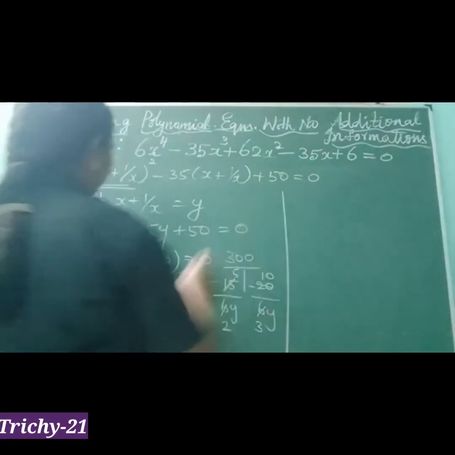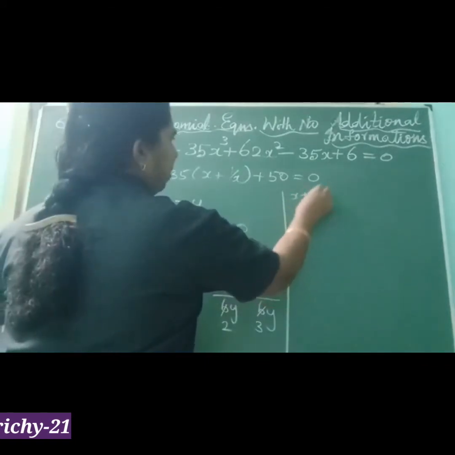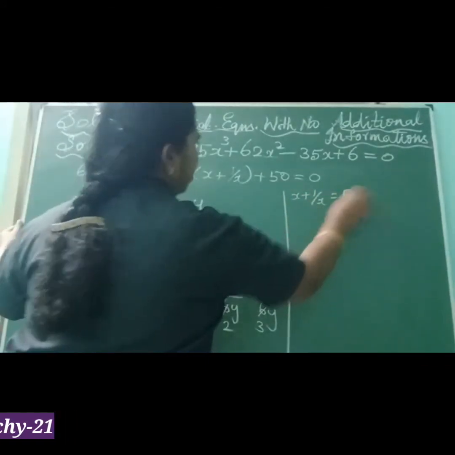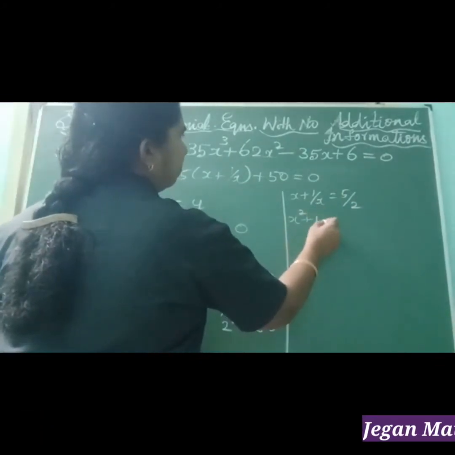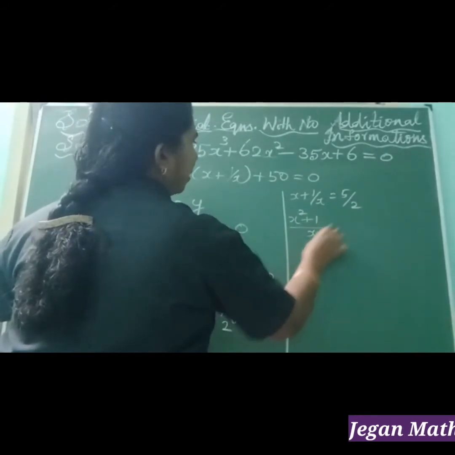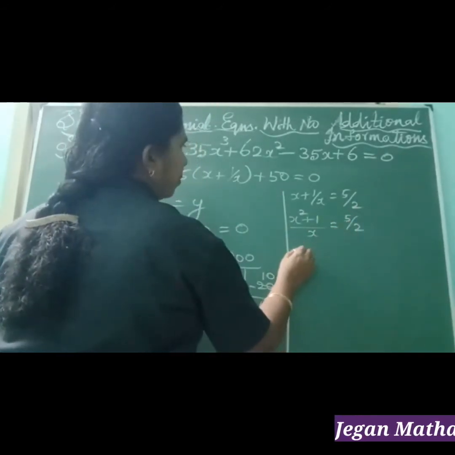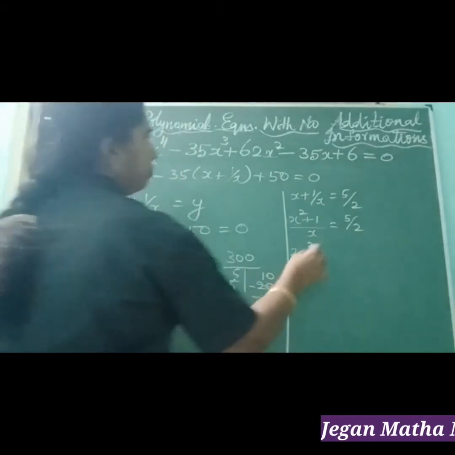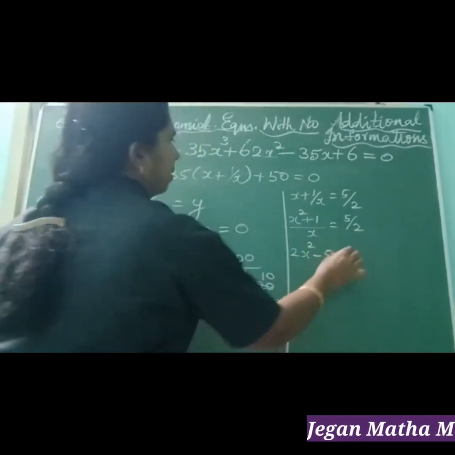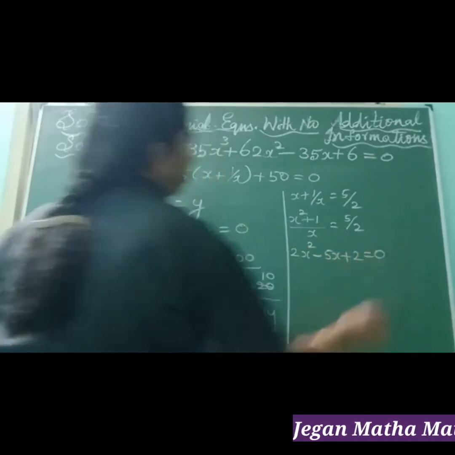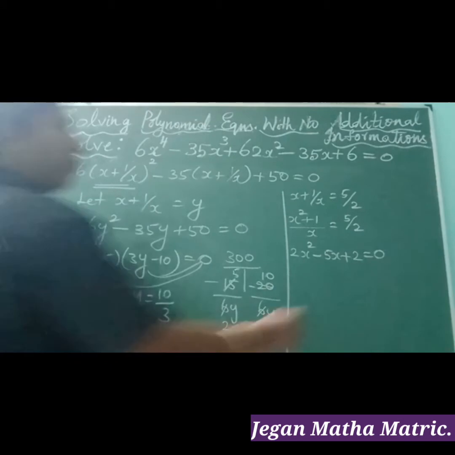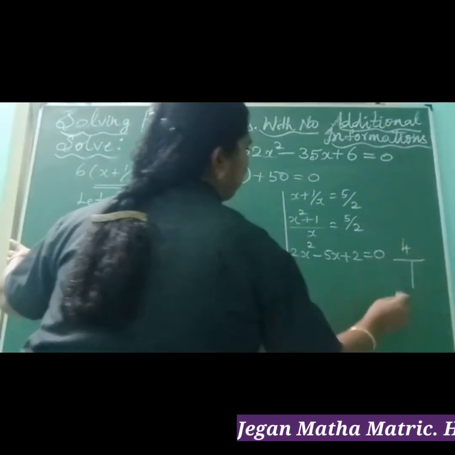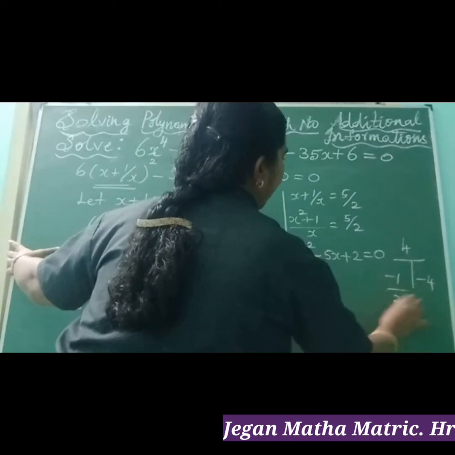If y is equal to 5 by 2, then x plus 1 by x is equal to 5 by 2. So you get x square plus 1 divided by x equal to 5 by 2. That is 2x square minus 5x plus 2 equal to 0. When you are factorizing, 2 twos are 4, the product is 4, and the sum is minus 5. So taking that 4, minus 1 and minus 4, divided by 2x.